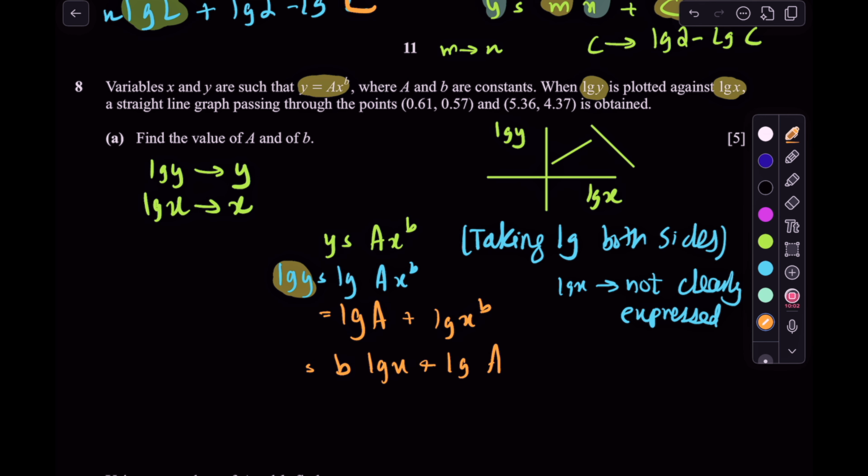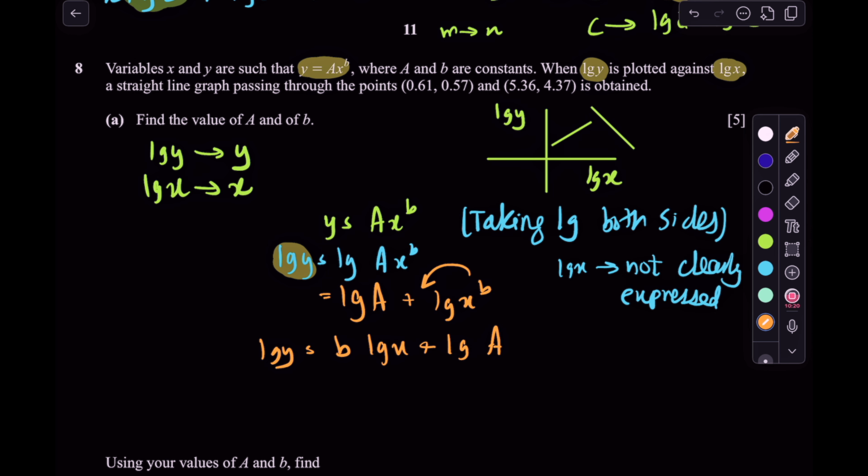I just rearranged the equation and applied the power rule to x to the power of b. So b becomes the coefficient of the entire logarithmic expression, which is lg x. So lg y is equal to b lg x plus lg a. And now both my y-axis term and my x-axis term are expressed: lg y is isolated on the left hand side, and lg x is also expressed, not isolated but expressed.